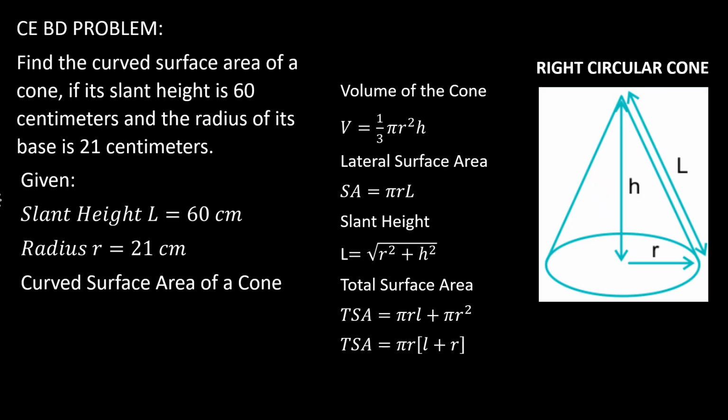It is actually the lateral surface area that we have to calculate, and that is LSA equal to pi rL. Again, our lateral surface area, LSA or SA, equals pi rL. Finally, after the substitution process, SA is equal to pi times 21 centimeters as the radius of the right circular cone and times 60 centimeters as the slant height of our right circular cone.